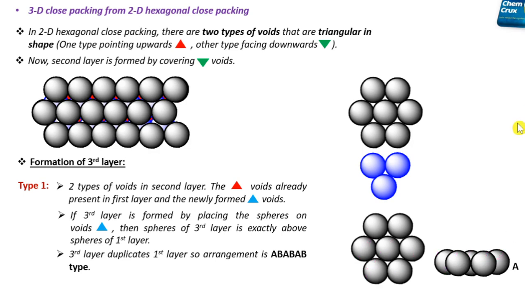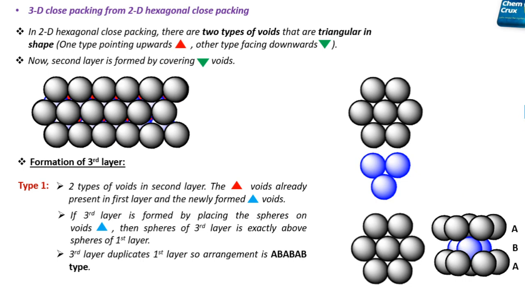Now we will add the second layer of type B, which is formed by the blue spheres. Correct? Now we will form the third layer. So you can see it is exactly aligned above the first layer and is of the same type, that is type A. So we get AB, AB, AB type of arrangement. Now we want to calculate the coordination number.